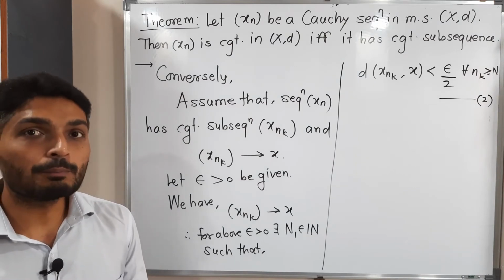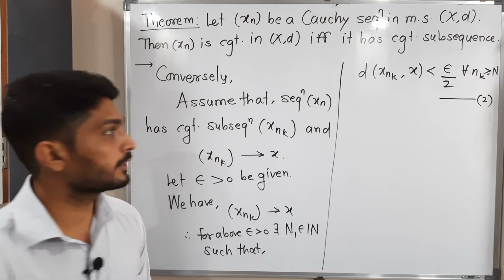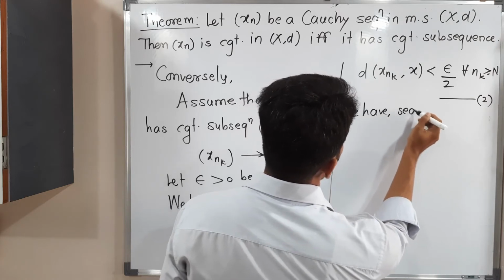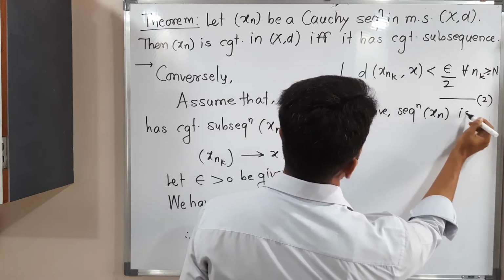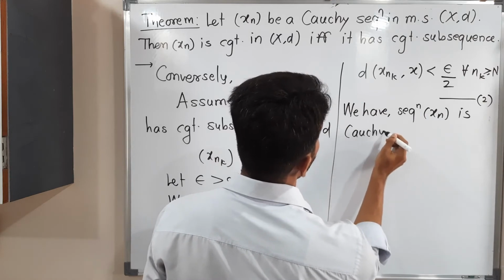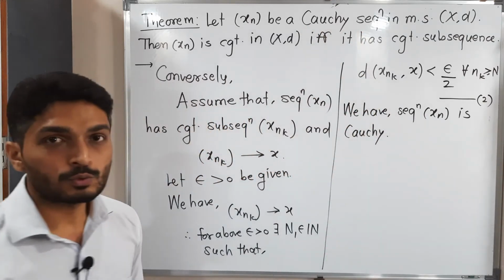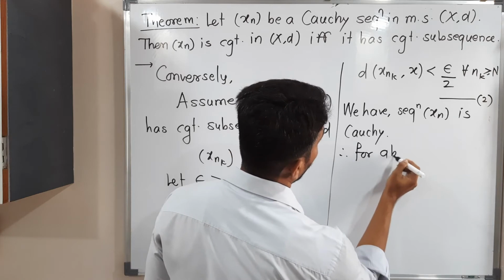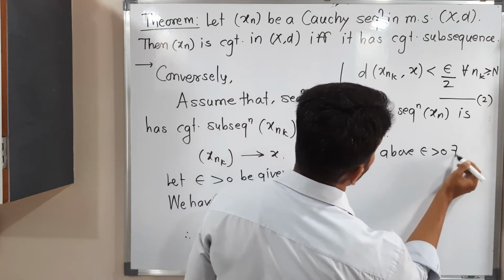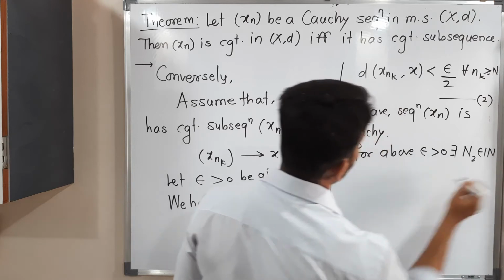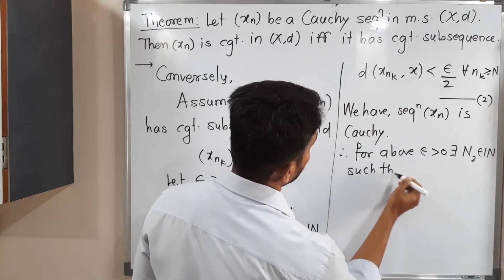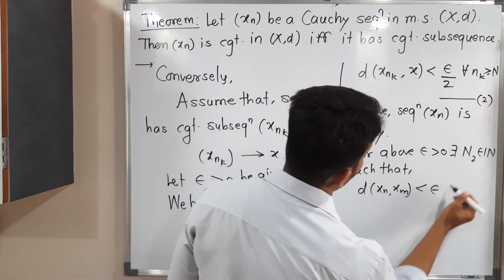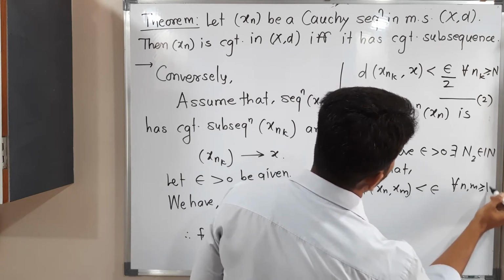As well, we have one more piece of information, that the sequence x_n is a Cauchy sequence. As you can see here, they have mentioned it is a Cauchy sequence. So again, we can use the definition of a Cauchy sequence. Therefore, for any epsilon greater than 0, there exists N2 belonging to the set of natural numbers such that d(x_n, x_m) < epsilon for all n, m greater than or equal to capital N2.